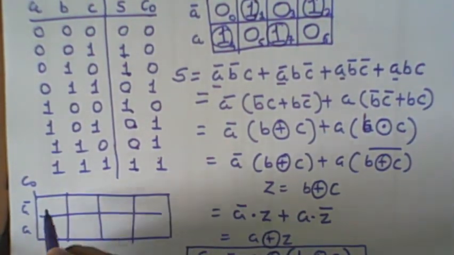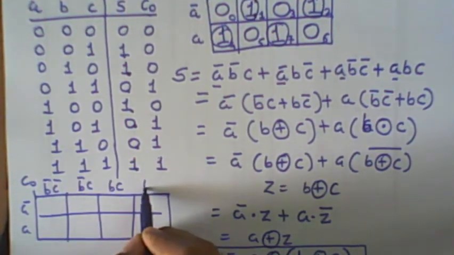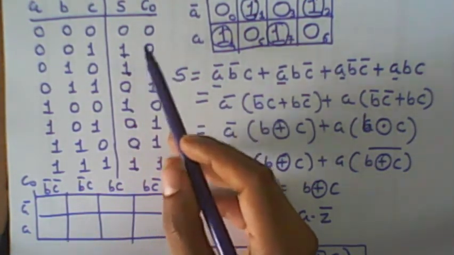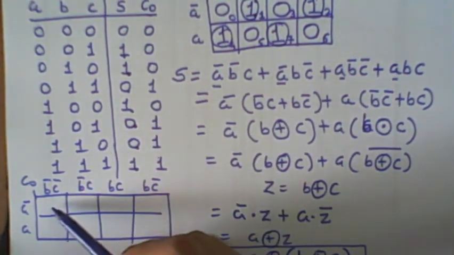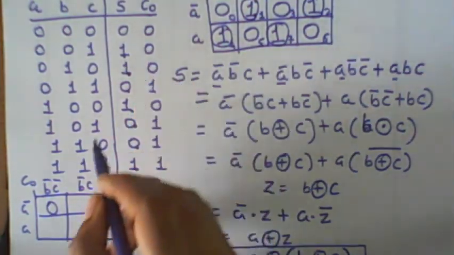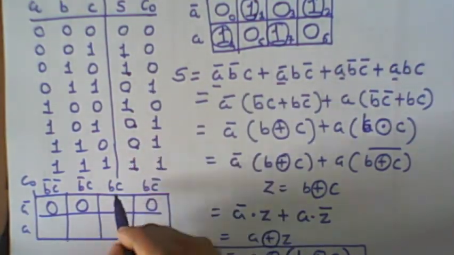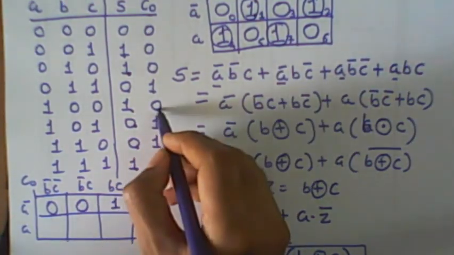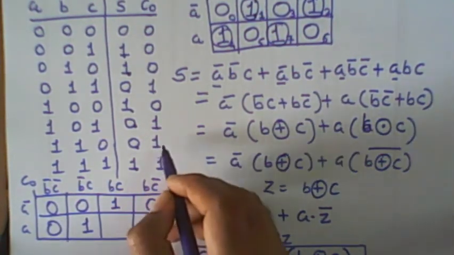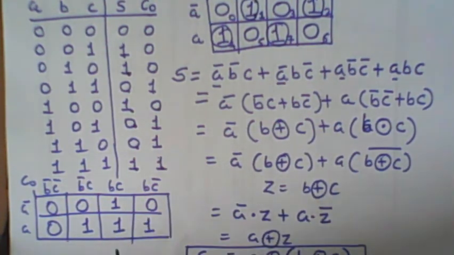A bar, A, B bar C bar, B bar C, B C, B C bar. Right? Let me map the truth table to the Karnaugh map. This is for the min term 0, so it is 0. In min term 1, it's also 0. In min term 2, it's 0. In min term 3, here it's 1. And min term 4, it is 0. Min term 5, it is 1. Min term 6, it is also 1. And min term 7, it's also 1.